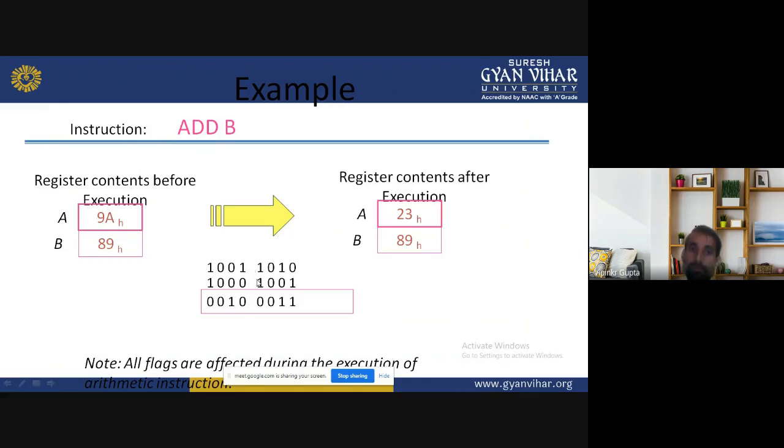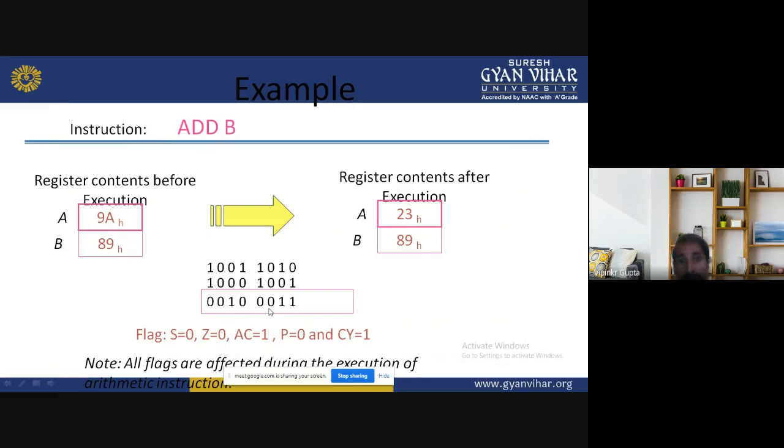So that carry will be transferred here. So auxiliary carry is also transferred here. Now the sign flag. First, I will discuss the sign flag. When both numbers are positive, the result is always positive. 0 represents positive and 1 represents negative. So the sign flag is 0.